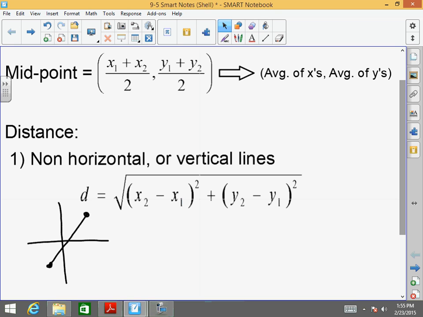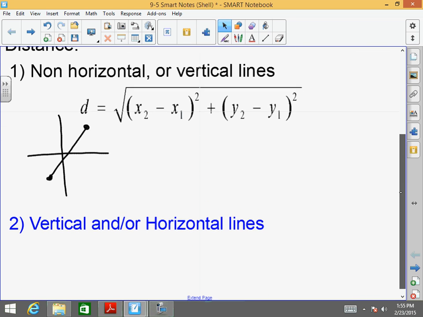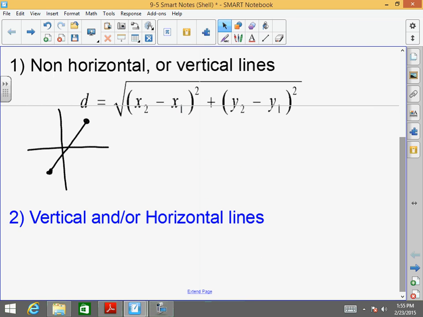This is a very important formula. You're going to use this time and time again. So might as well learn it today, okay? Very simple, very easy to use, but very important. And then the other kind of distance that I want to share with you, we've talked about this before, is the distance between 2 points, but that being on a vertical or horizontal line.